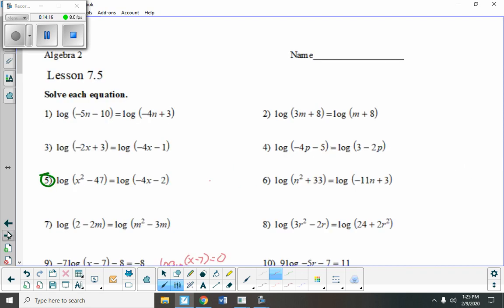There's a worksheet that goes with this lesson, and I'm going to go through and just do one problem out of each section, just to kind of review the different ways we've learned. Now here you have a log base 10 and a log base 10. So that means that this has to equal this part. So we set those equal to each other.